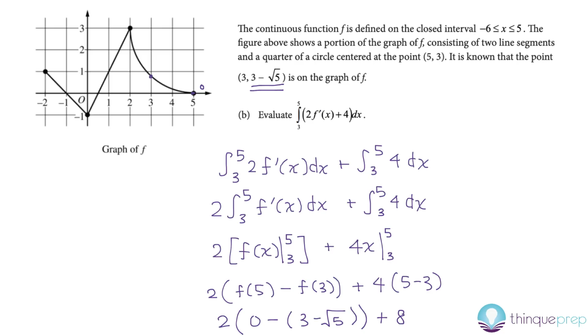Now, if I were to reward points for this question, I'd probably give this question 2 points. I think I'd give 1 point for taking the proper antiderivative, getting this f of x and getting this 4x, and then I'd probably award another point for the correct numerical answer.